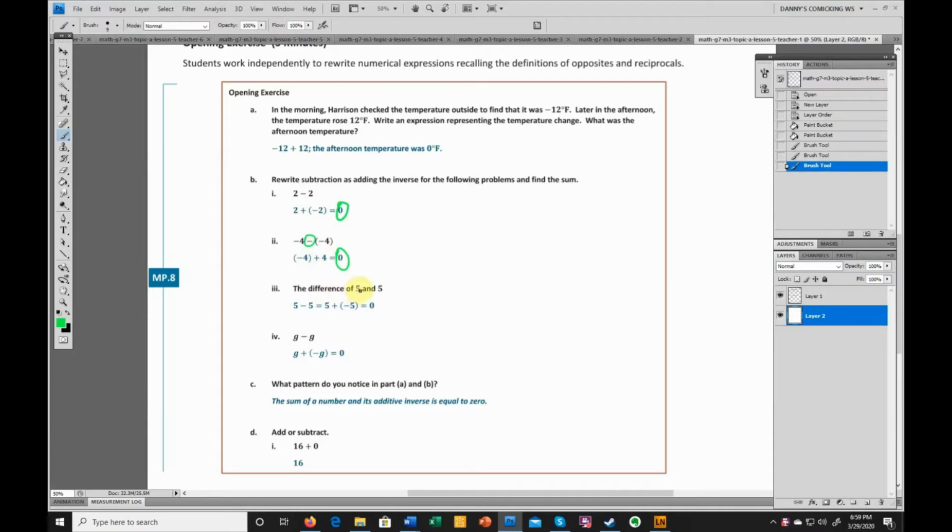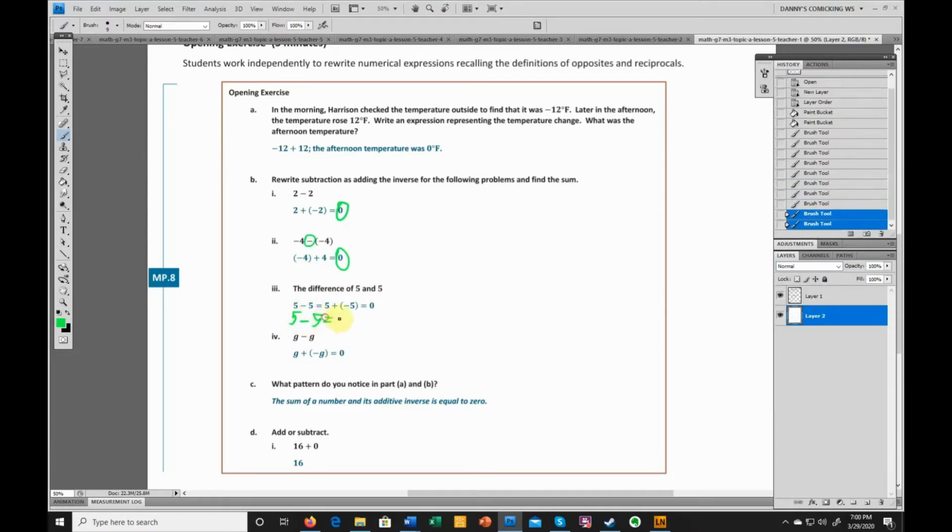The difference of 5 and 5. So 5 minus 5, now normally 5 minus 5 equals 0, right? But we are going to do the opposite side of the equation to prove that. So 5 minus 5 equals 5 plus minus 5 equals 0. Okay, so the sum of a number and its additive inverse is equal to 0.